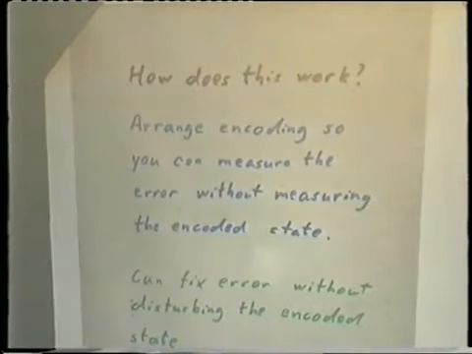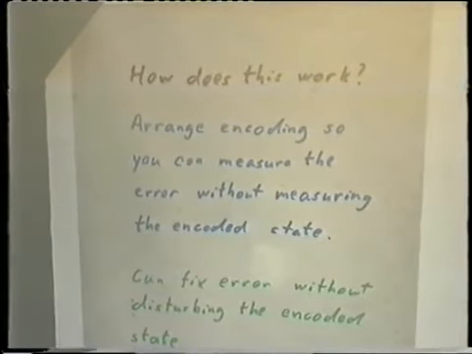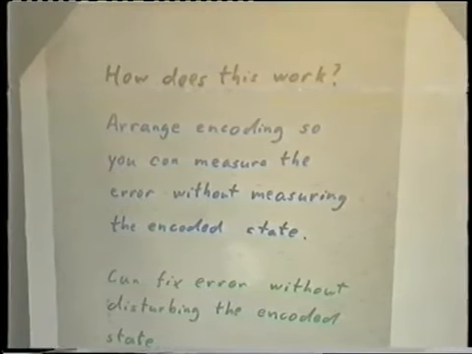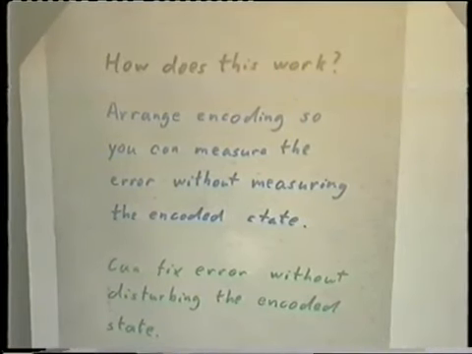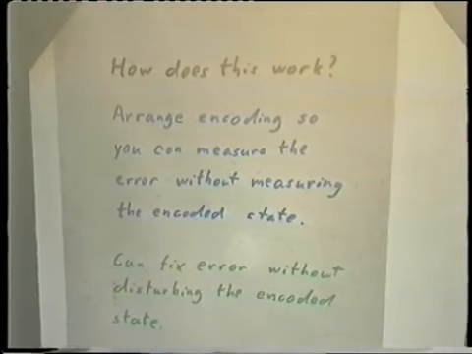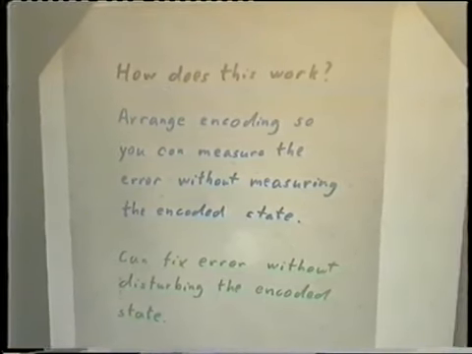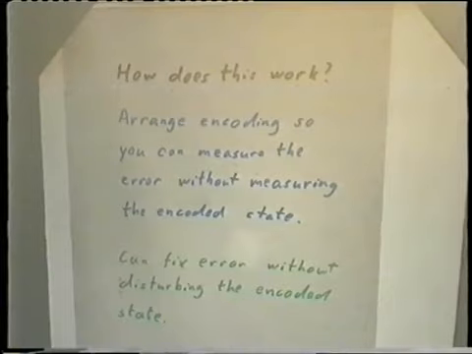And essentially how a lot of these quantum codes work is you arrange the encoding so you measure the error without measuring the encoded state. And then once you've measured the error, you can fix it, and you still haven't disturbed the encoded state. So let's go back here.